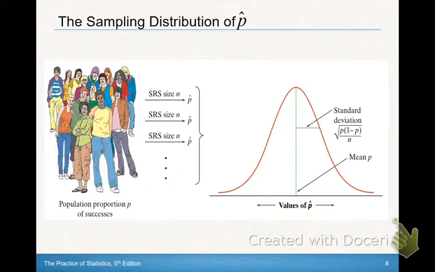So if we're looking at this with our values of p hat from our samples along the x-axis, the higher the sample size, the closer the p hat is going to be.